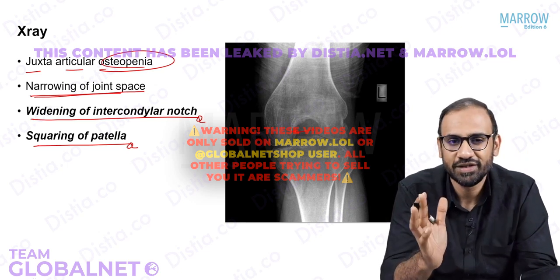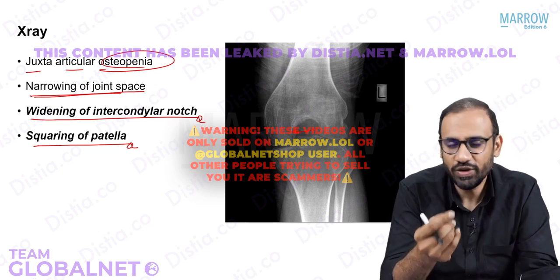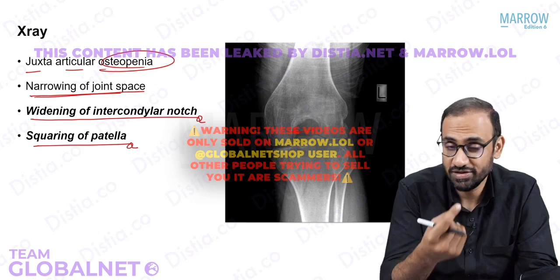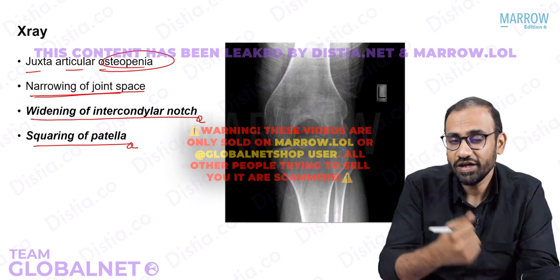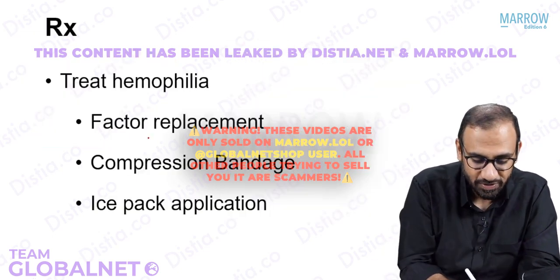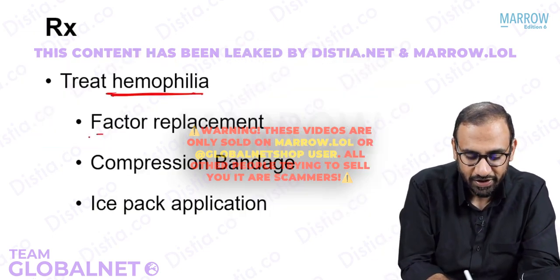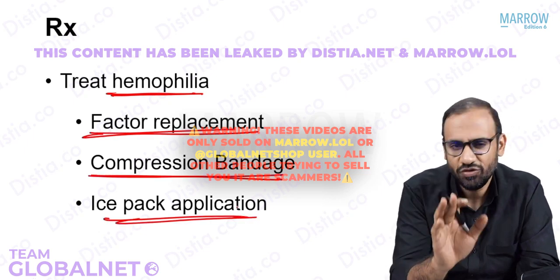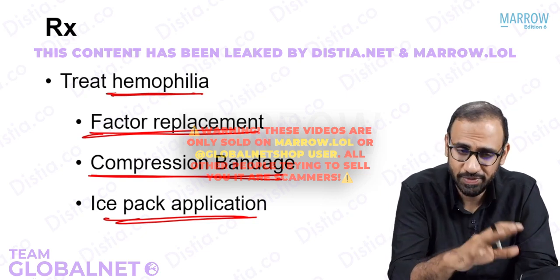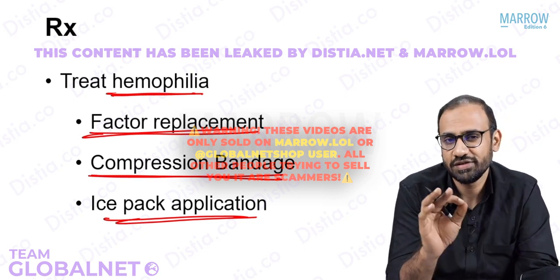What will be the treatment? The treatment is, for the swelling, don't aspirate unless it's severe in pain. Try to apply ice packs for the swelling, but treat the hemophilia, minimize the bleeding, right? So treatment would be to treat the hemophilia, do factor replacement, apply compression bandages, and ice pack application for the swelling. Try to resist aspiration of the swelling unless there is severe pain.